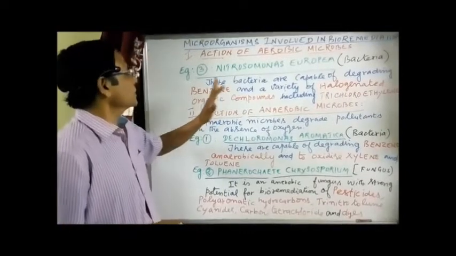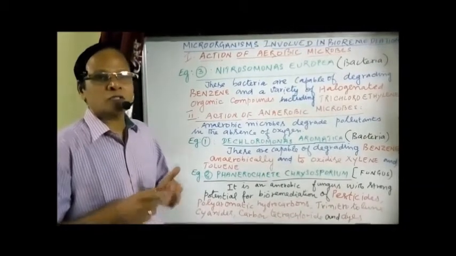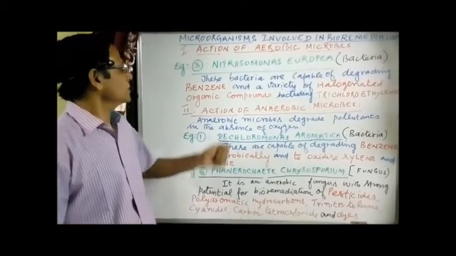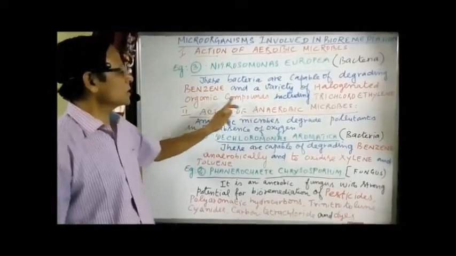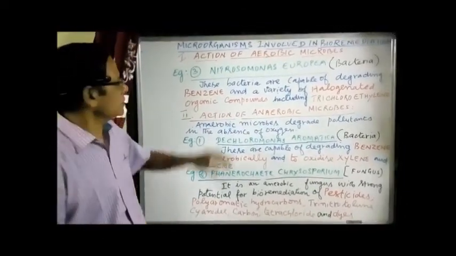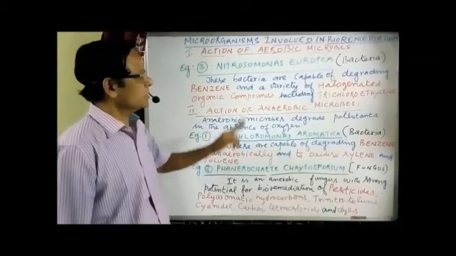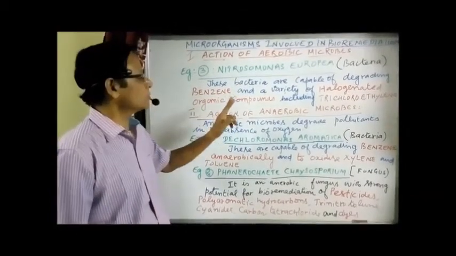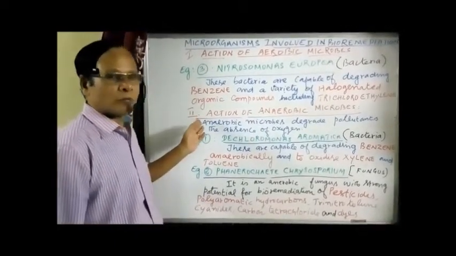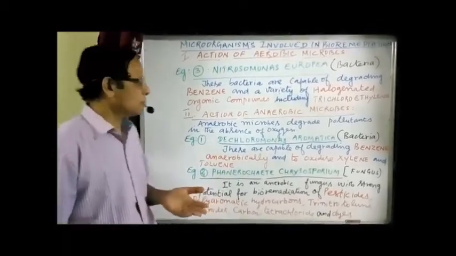Sorry, I made a mistake here. So these bacteria are capable of degrading benzene and a variety of halogenated compounds, like bromine, ethylene, etc. And a variety of halogenated organic compounds, mainly trichloroethylene. So it is an aerobic bacterium which degrades benzene and a number of halogenated organic compounds, mainly trichloroethylene.